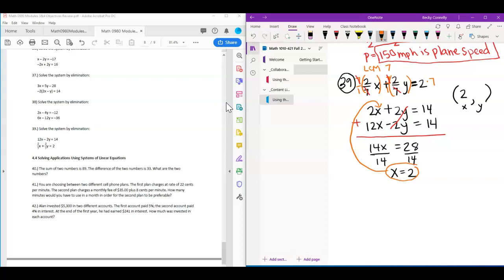All right, so that means I would have 2 times 2 plus 2y equals 14. So I get 4 plus 2y equals 14, and then I'll subtract 4 over. 2y equals 10. Divide by 2, so y equals 5.